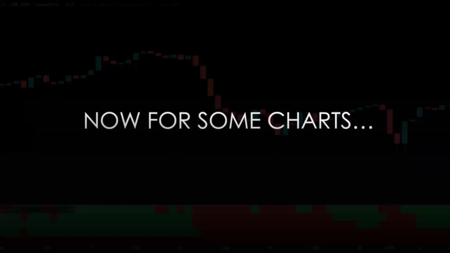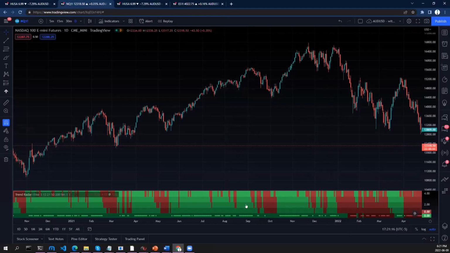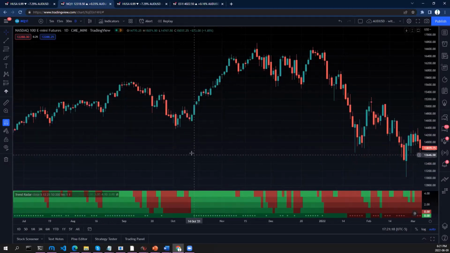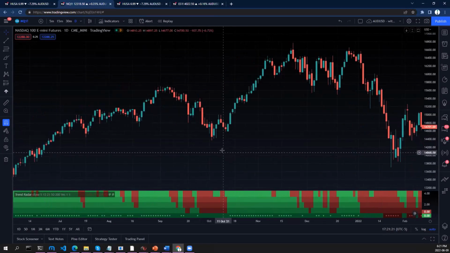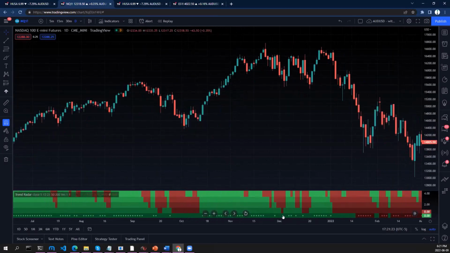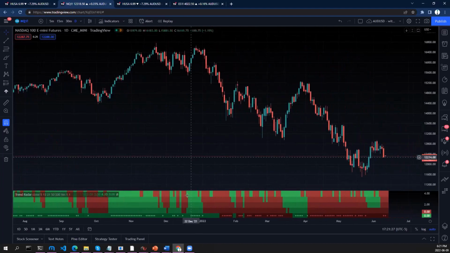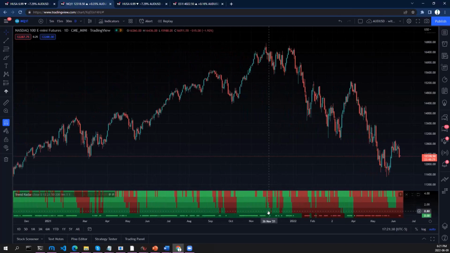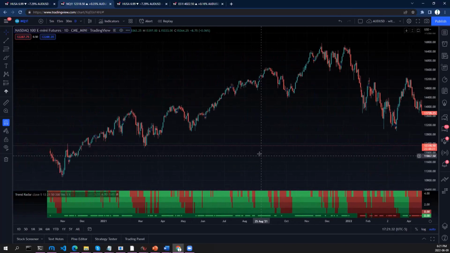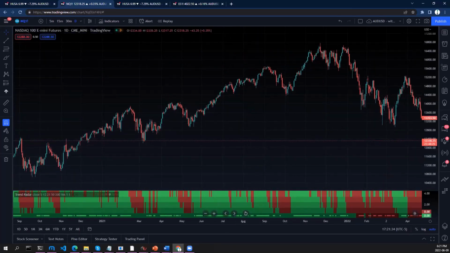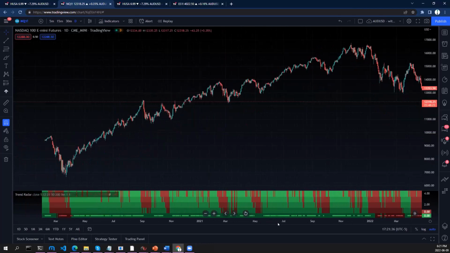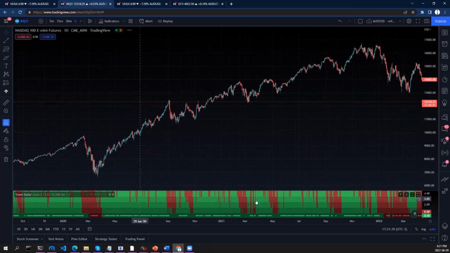Okay, so now I'm going to hop over to TradingView. Okay, so I'm just putting up Trend Radar here on the NASDAQ futures on the daily, just to show how the indicator looks and how it's pretty easy to get a grasp of what's happening with the market just by looking at it. So here I have it with the default settings, and we can see that for a very long while on the daily, as we zoom back, we've been in a very pronounced uptrend.